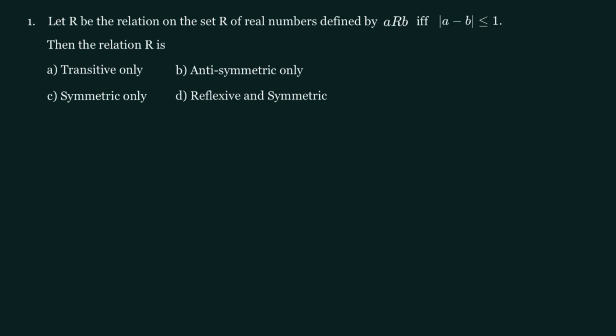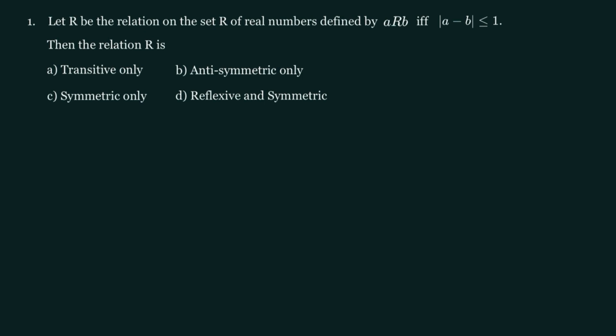Here, let R be the relation on the set R. This capital R is the set of real numbers, and there is another R that is a relation on this set of real numbers, defined by A is related to B if and only if modulus of A minus B is less than or equal to 1. Then we have to check whether the relation is reflexive, symmetric and transitive or not.